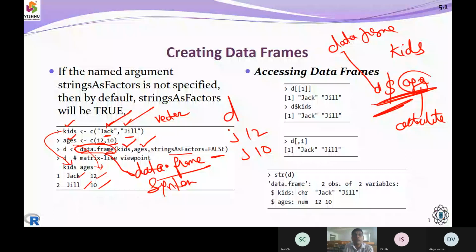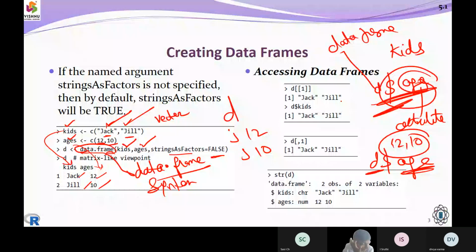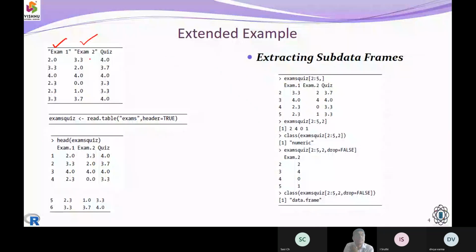This is good. Let us see one more example at this point of time. We have exam 1, exam 2, and a quiz. Three elements are going to be taken. The first element we call exam 1, the second element we call exam 2, and the third element we call quiz. Now we are going to create a data frame called exam quiz.